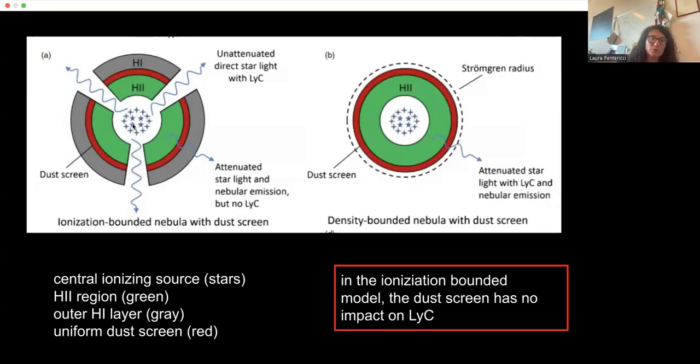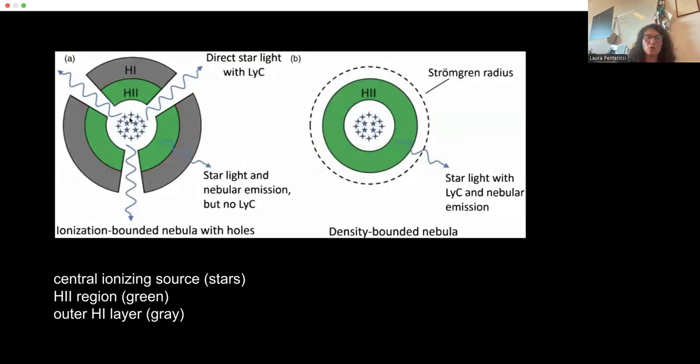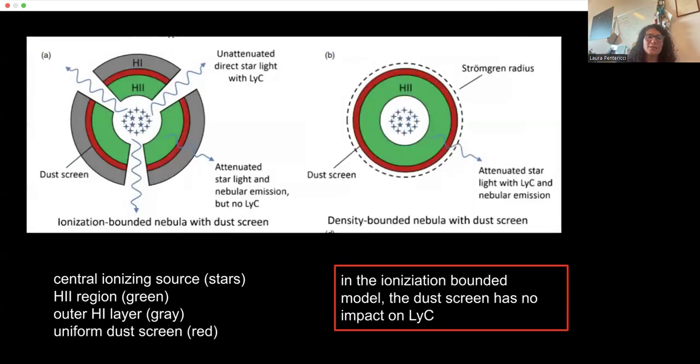And so when you put dust on top of these models, again, you have different behaviors in the ionization bounded nebula and in the density bounded nebula. So basically, in the ionization bounded model, the dust screen has no impact on the Lyman continuum, simply because the Lyman continuum will come out again through this channel. So here, I'm talking about the left model. This is the ionization bounded nebula with no dust. And then when you put dust, the channels are still free of dust, and so there will be no impact on the Lyman continuum, okay?